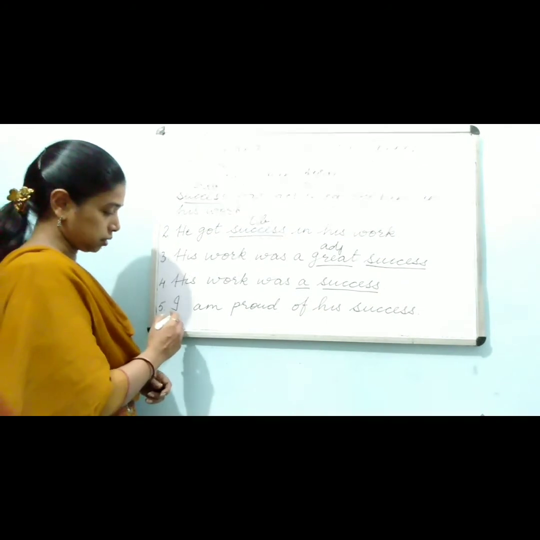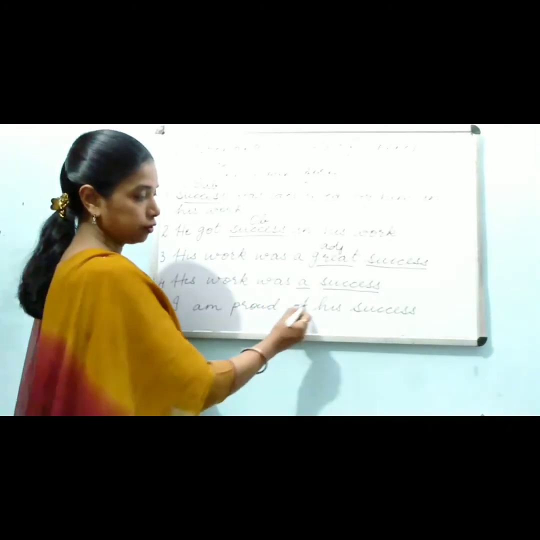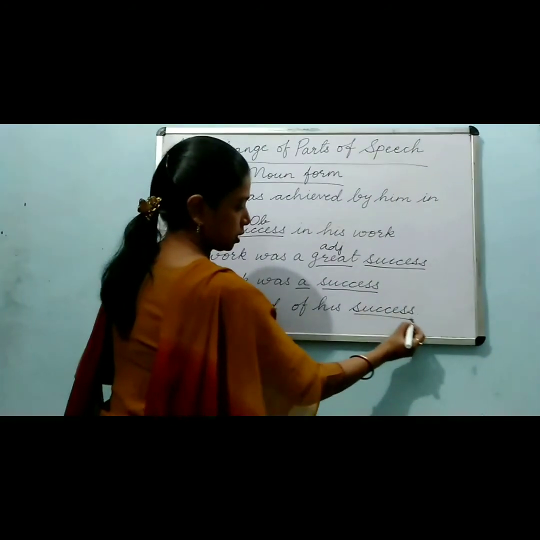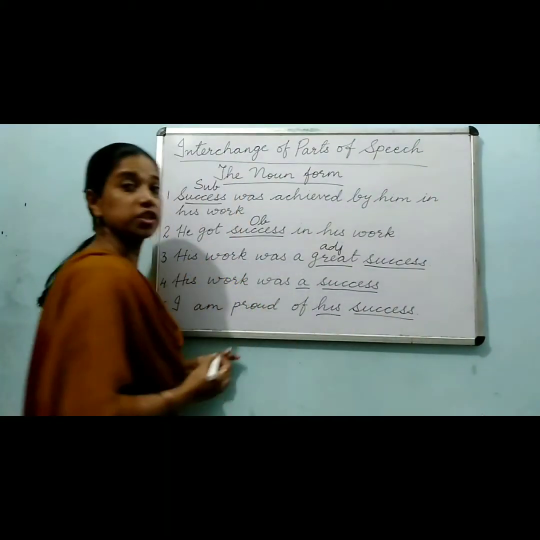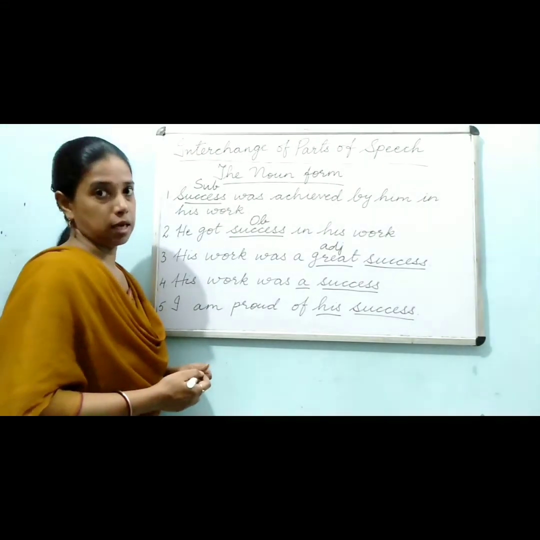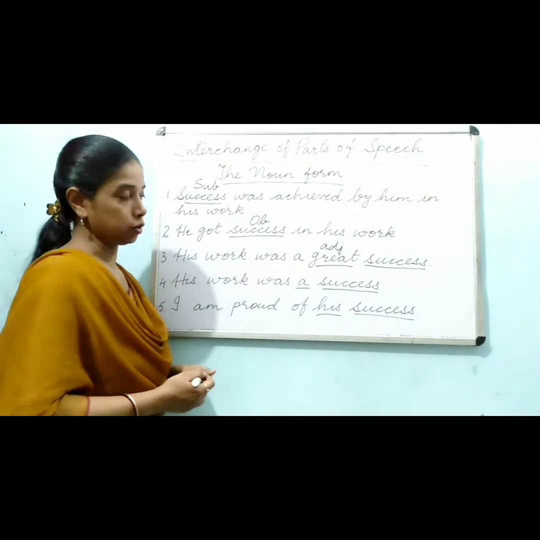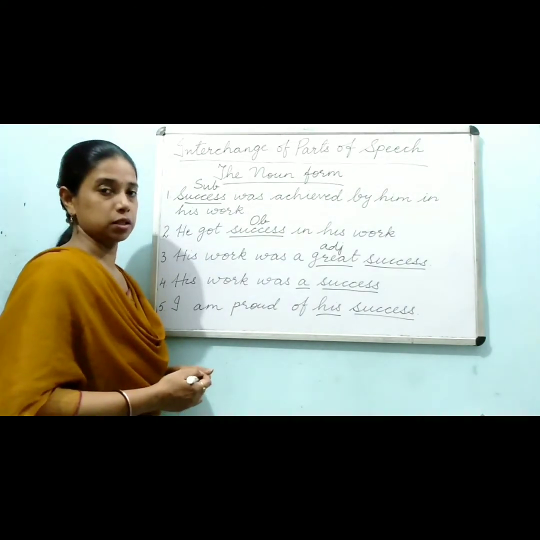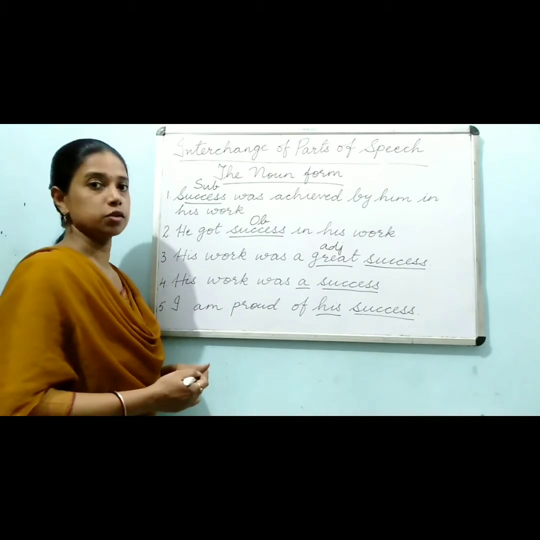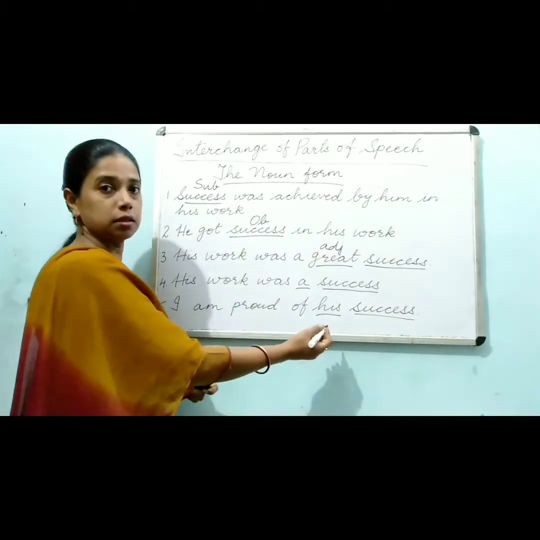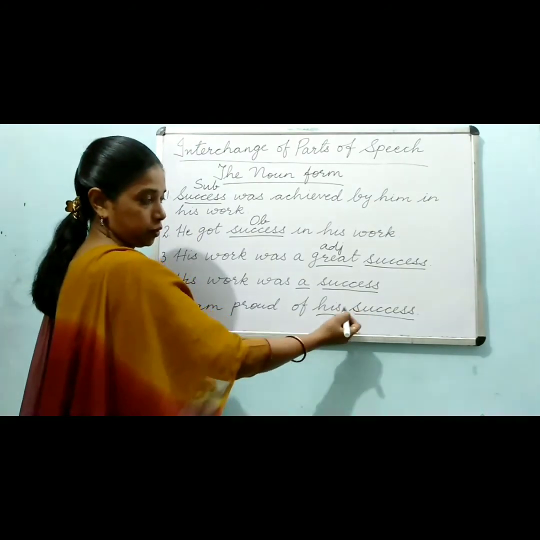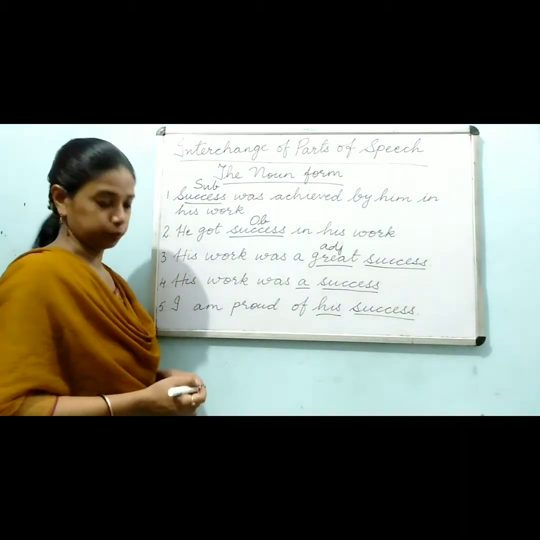Then in the last sentence, I am proud of his success. Here I have used success with a possessive case. So here the point is that a noun form can be used with a possessive case, whether it is his, her, my, your, their and so on. And here his is a possessive adjective and you have used it with success, the noun form.